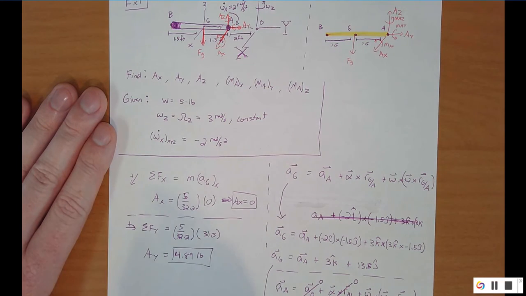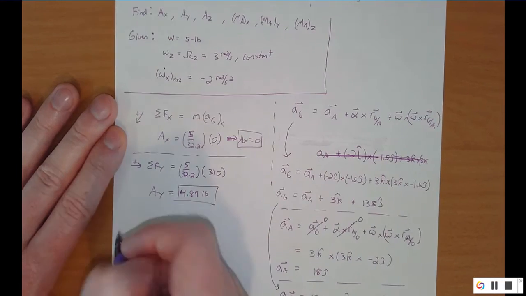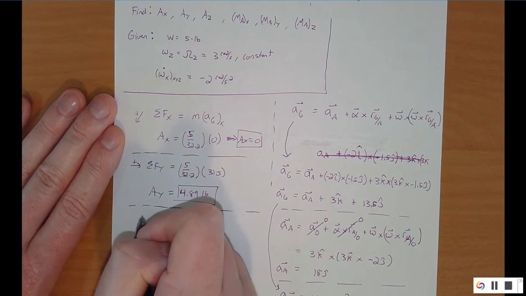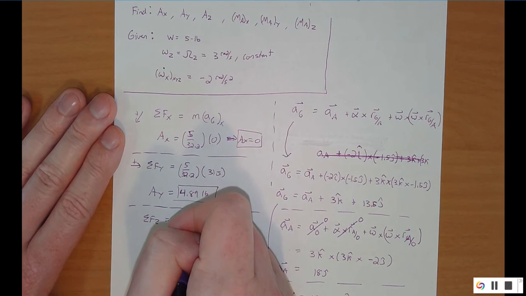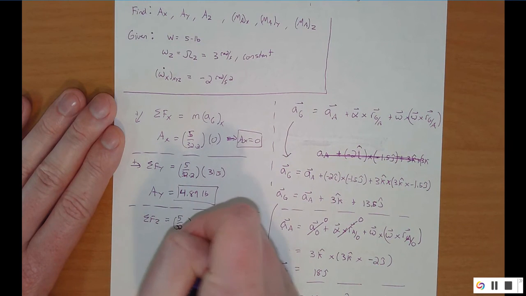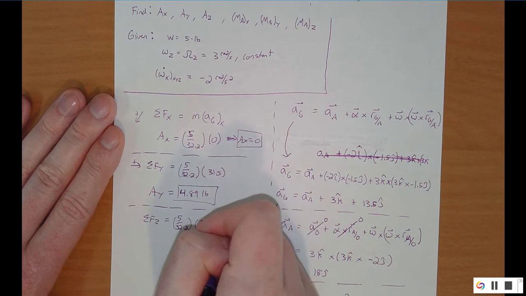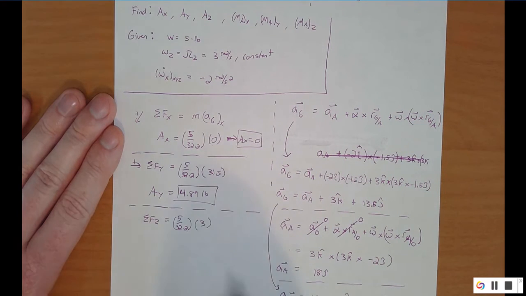And then in the z direction, sum of forces in the z equals mass times acceleration. Again, mass is 5 over 32.2. Our acceleration in the z is just 3. And it's just a coincidence that this is 3 and we have rotation of 3. That's just a coincidence.